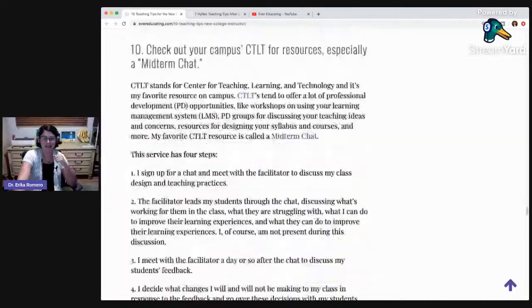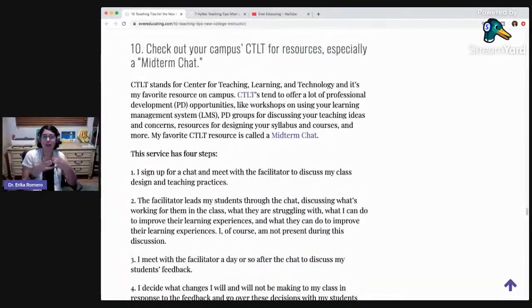And then tip number 10, check out your campus CTLT for resources. So that's the Center for Teaching, Learning, and Technology. Not all campuses have it, but many do. It can be called different things, but basically it's a place where you can get resources to help you with teaching, to help you with how to give feedback to students, how to communicate with them, workshops. Definitely a helpful tool for educators, especially new educators.